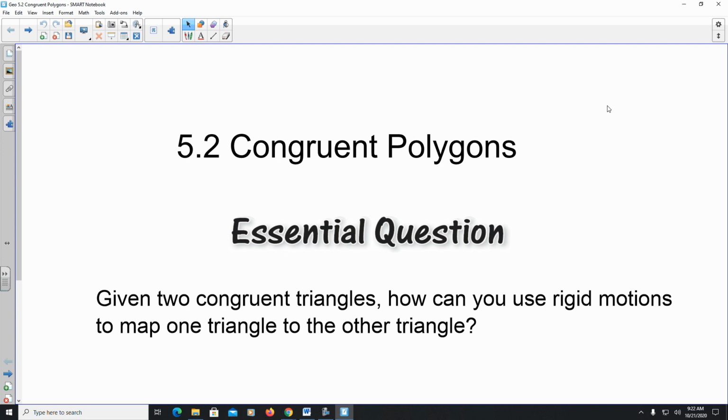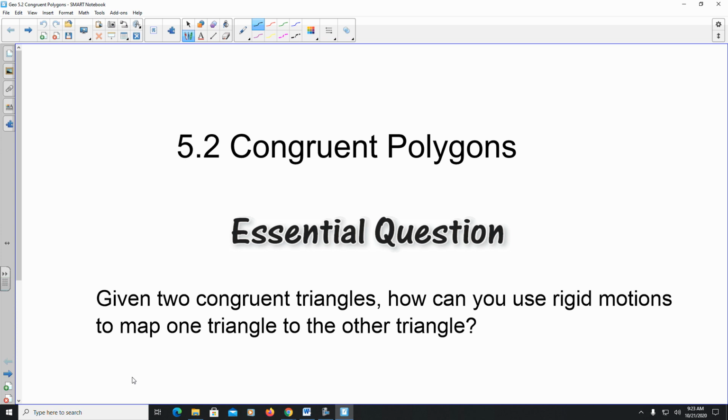Welcome to the video. In this lesson, we're going to be looking at section 5.2, where we're going to be looking at congruent polygons. So what we have is we are going to be given essentially two shapes that are exactly the same.